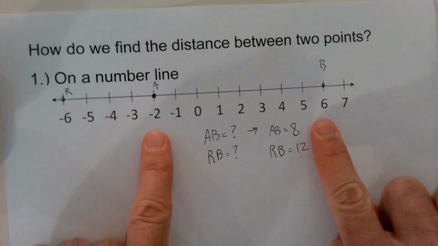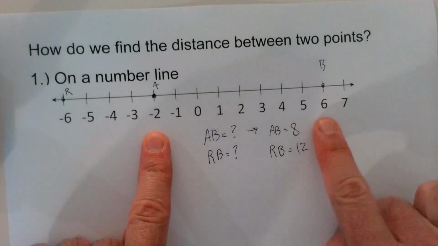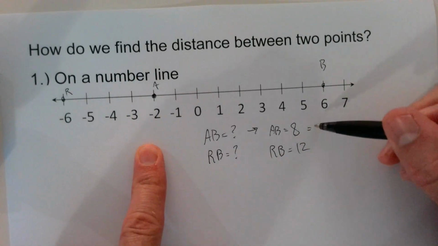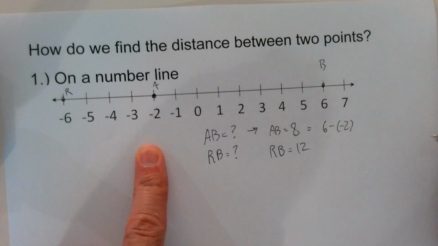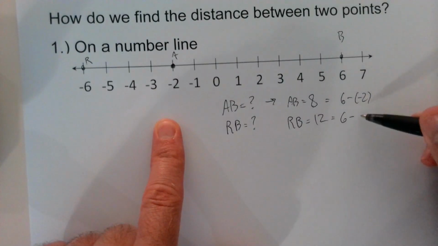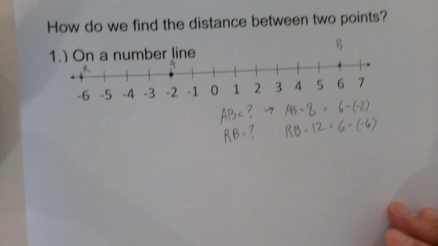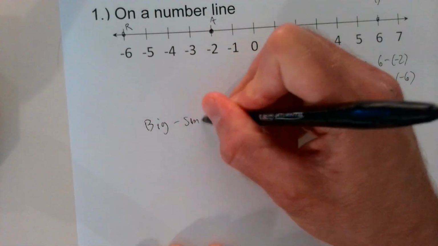To find length AB, I can just look at this minus this. 8 is really the same as 6 minus -2. 12 is the same as 6 minus -6. So in general, on a number line, you're just going to do big minus small.